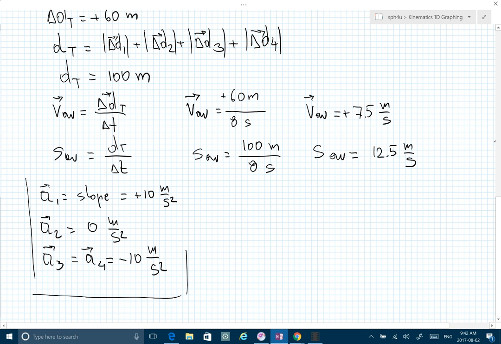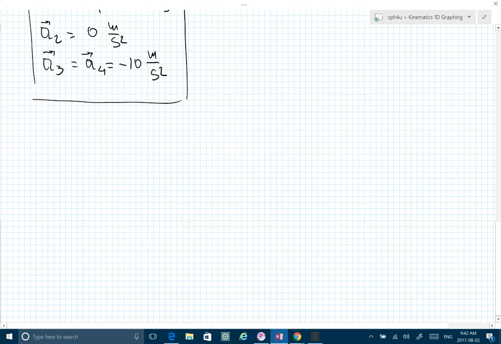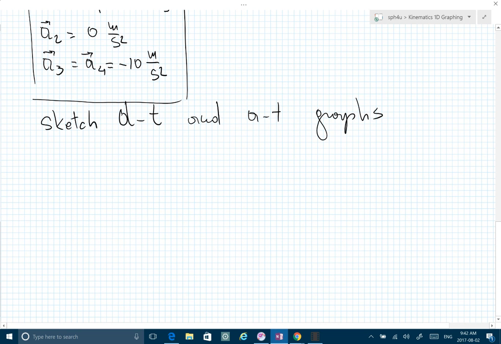All right. So now we are ready to produce the graphs. We got all the information, so quantitatively we found everything. Now we're just going to sketch the DT and AT graphs. All right, so let's do that.